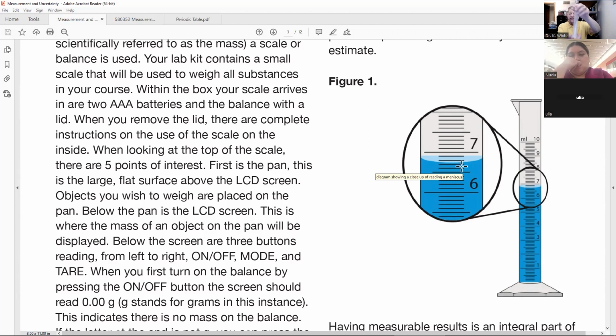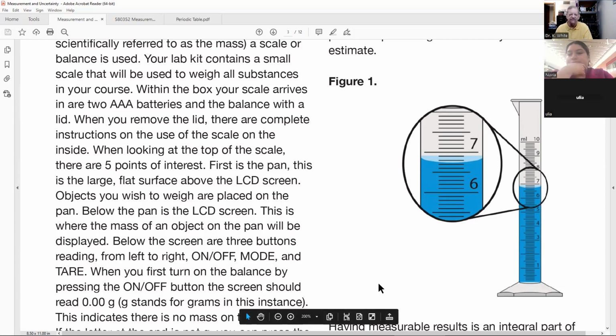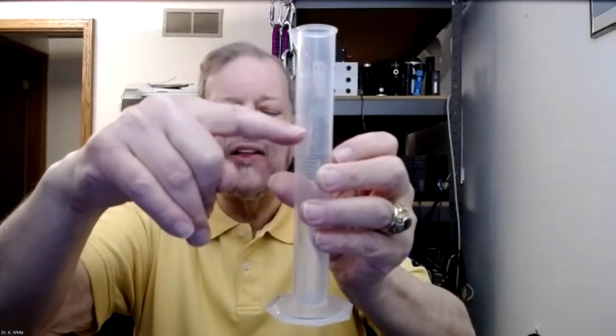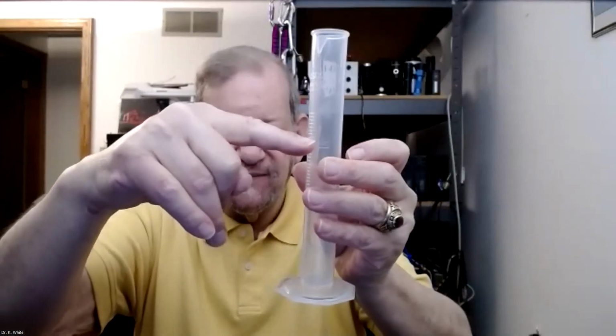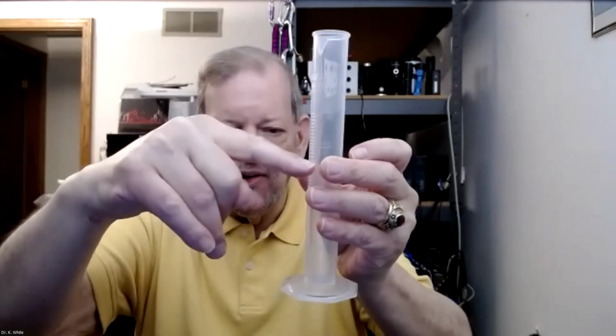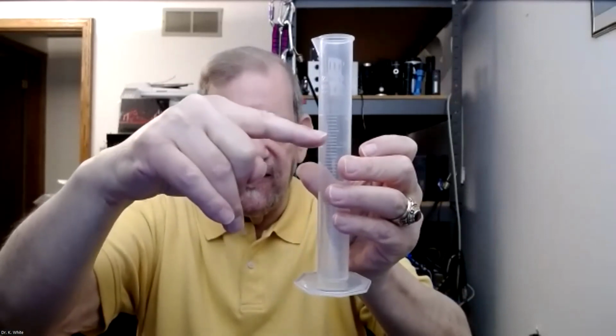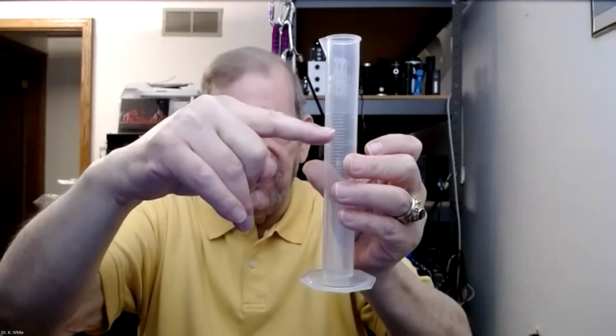Now, in the larger one you have, the markings, I don't know if you can see it that well. The markings here, each one of these is 1 milliliter. So if you notice 40, 50, there are 10 of these in between. This larger one right there.